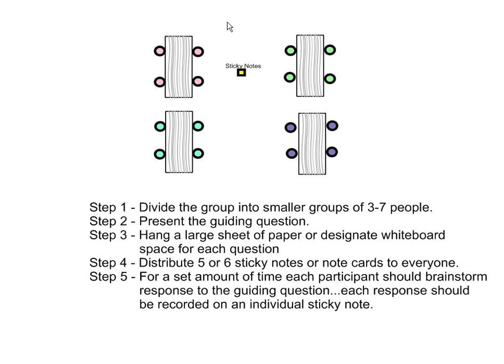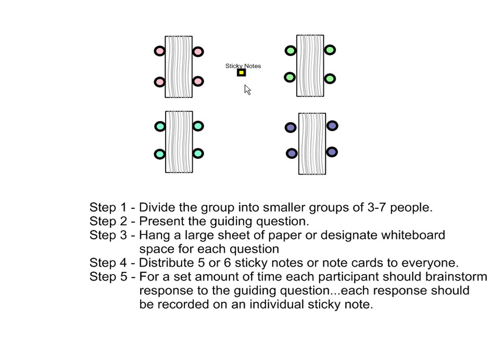You're going to need a large sheet of paper to record the end results on for the whole group. Each table may also need a piece of paper to categorize and organize their results as well. Every person is going to need 5 to 6 sticky notes.